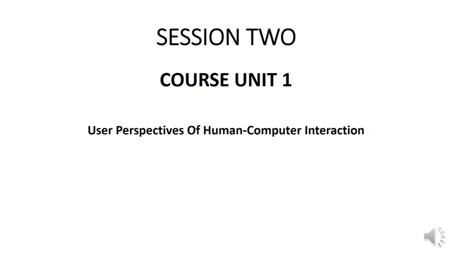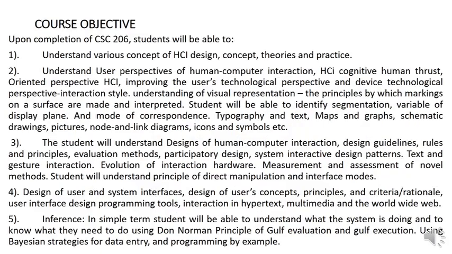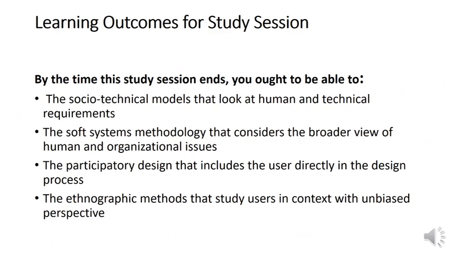As we have rightly dissected section 1, we are moving into section 2 of the course, unit 1: the user perspective of human computer interaction. What do we understand by this? The definition and the introduction of human computer interaction remain the same. The objective of the course still remains the same.